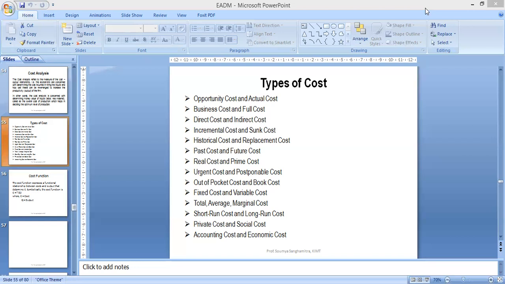Then economic cost consists of both explicit and implicit cost. In other words, economic cost includes both recorded and unrecorded cost. Assets are valued at present cost, that is, market value in case of economic cost. These are the types of cost. Next is cost function.